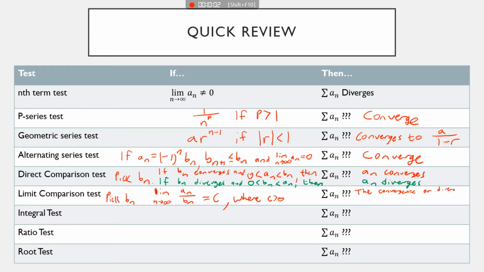Convergence or divergence. For a to the n is the same as for b to the n. Okay, and then integral test.